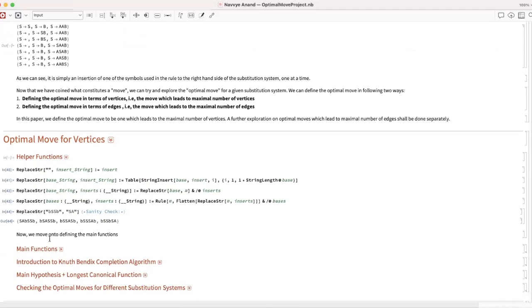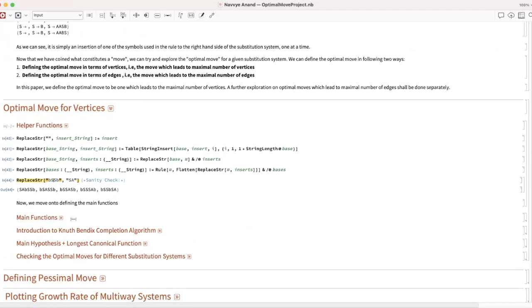Here's a quick helper function that helps us insert a string into another string at every possible position. So SA gets inserted before the string, at the first position, at the second position, and so forth. And now we move on to the main functions.